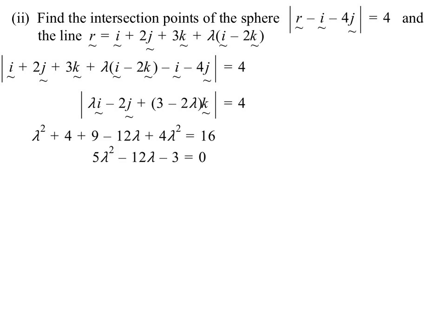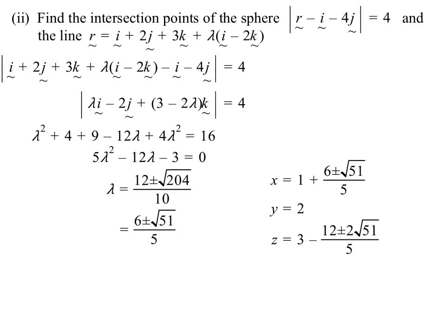We can now find lambda. Ooh, well, it's not one of those ones that came out to be nice numbers, but it is what it is: 6 plus or minus the square root of 51, over 5. Okay, that means x is equal to 1 plus that. That'll give us 2 values of x. Y is going to be a constant 2, so that's okay. And z will be 3 minus that particular expression. It's a clumsy way of writing it, but remember the plus will go with the plus and the minus will go with the minus when we work out these 2 points.